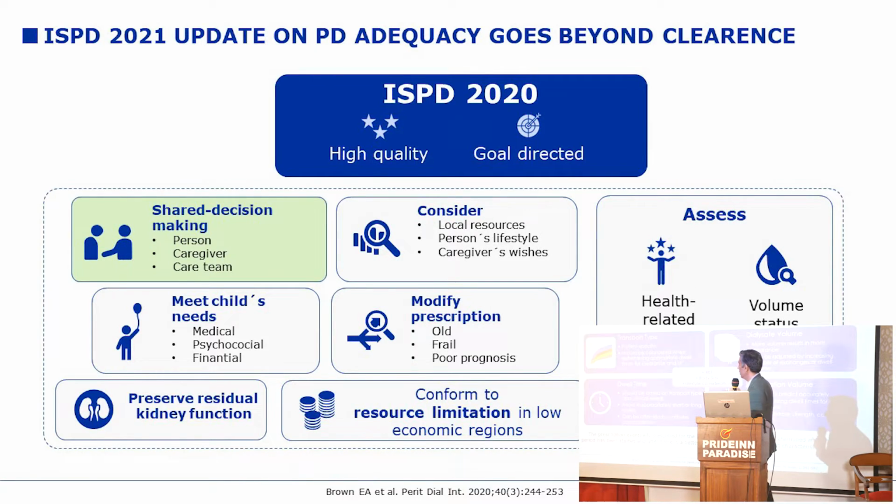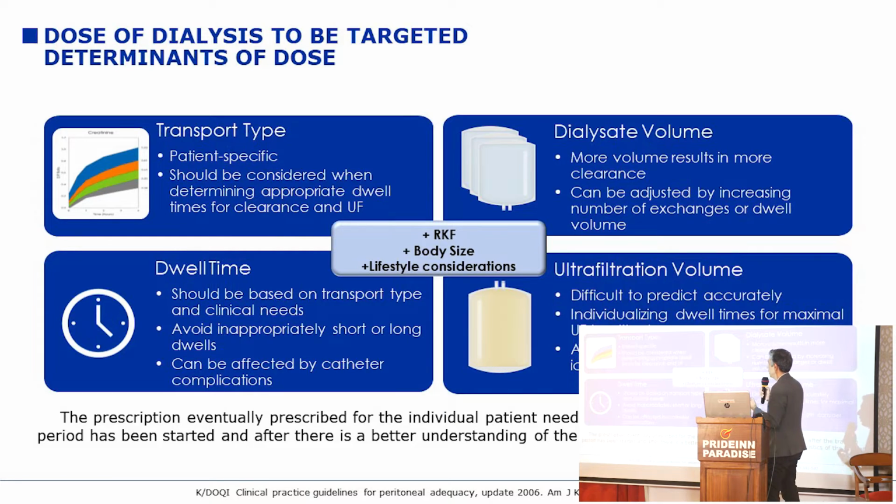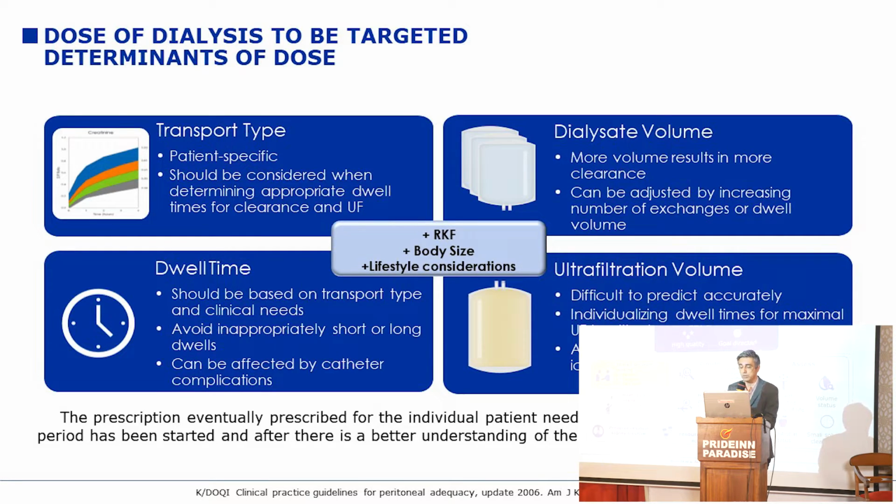But of course, the other thing, and this is typical information, is we should be looking at the transport type because this is patient specific and we should be individualizing. The dialysate volume has to be adjusted according to the patient. You can play with dwell time also to increase the dose, and then the ultrafiltration volume. Of course, residual kidney function, body size, and lifestyle are also important when you look at the dose. But as I said, this is just one component of the whole suggestion made.